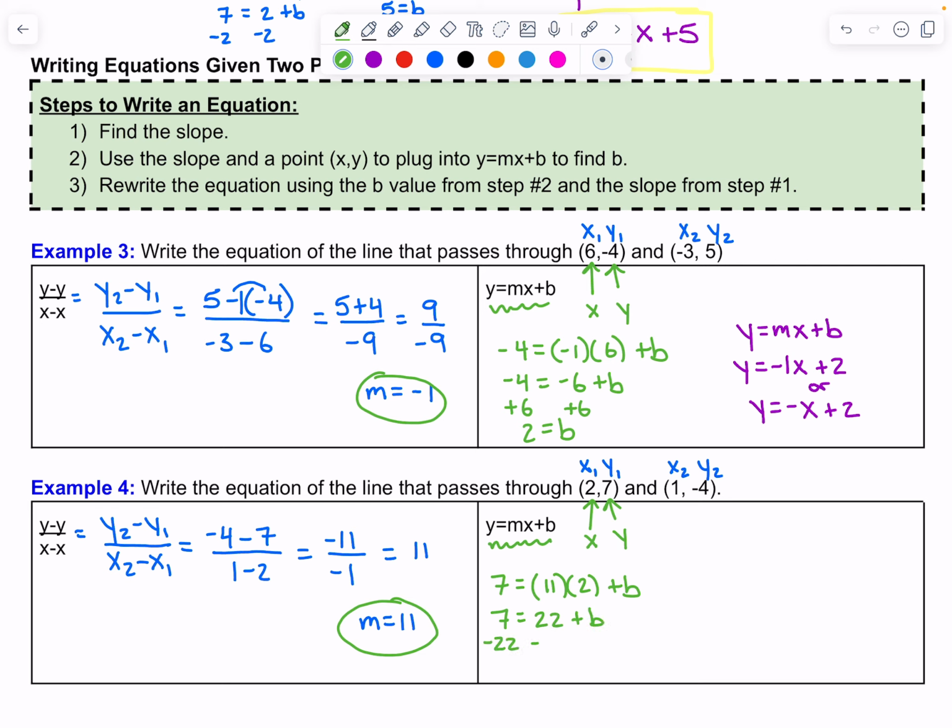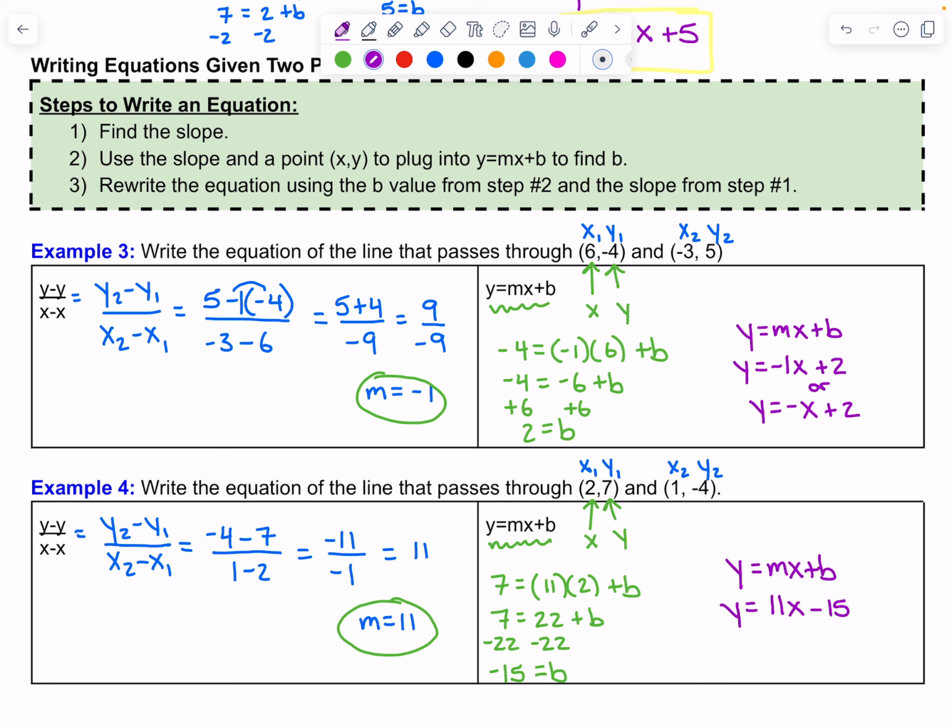Then 22 is positive, so I need to subtract it from both sides. And 7 minus 22 would give me negative 15 for my b value. But then I've got my slope and my y-intercept, so I can write it into slope-intercept form. So y would equal 11x minus 15.